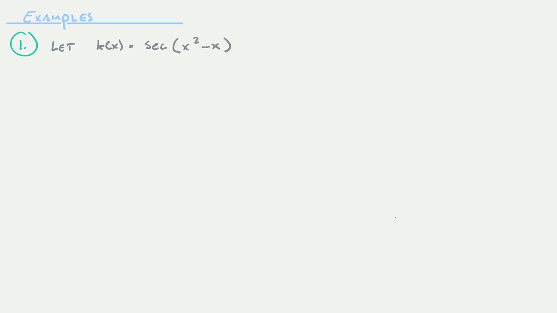Number one, let's let k of x be equal to the secant of x squared minus x. So it's a composite function. We're going to go ahead and let u be equal to x squared minus x. It's the inside piece here. And then I'm going to let f of u be equal to the secant of u. This we know how to differentiate. So let's do that. du dx here, u prime, if you will, is 2x minus 1. And then the derivative of f of u with respect to u is the secant of u tangent of u. That's just a trig derivative.